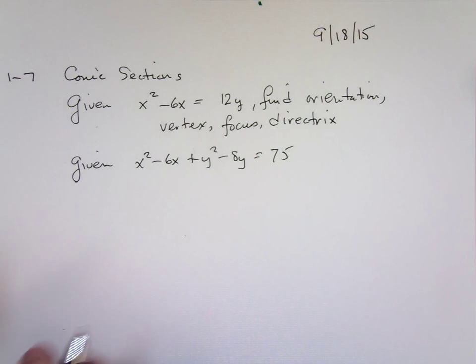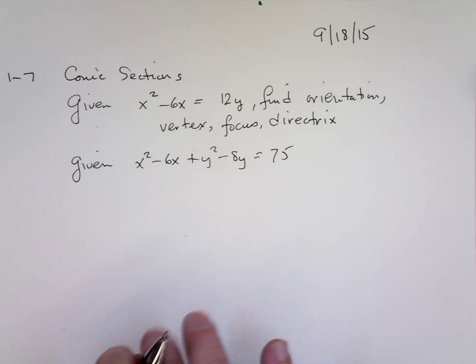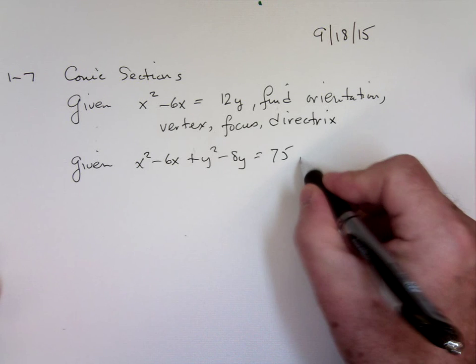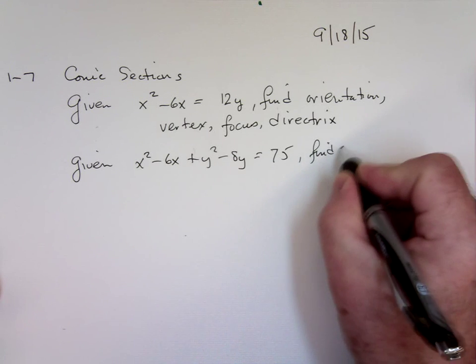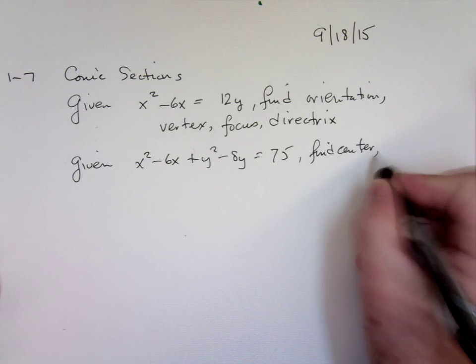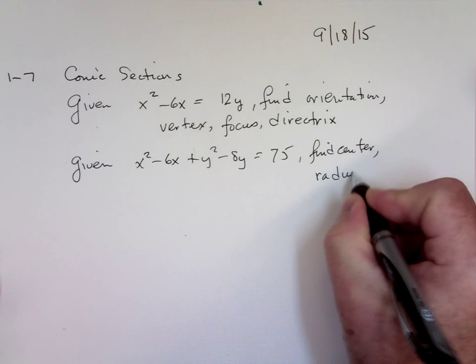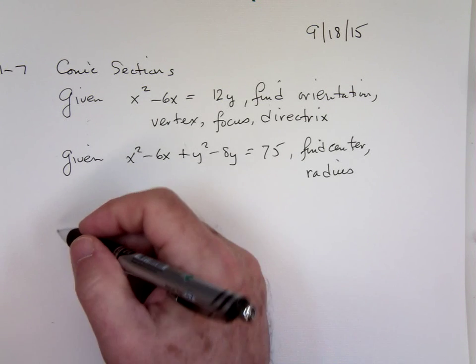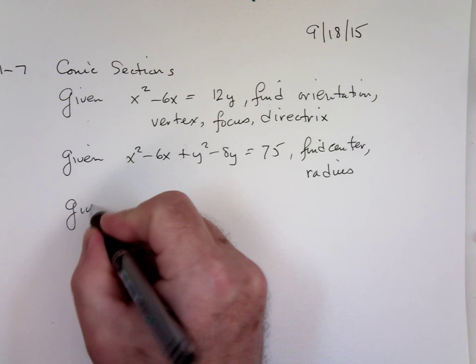I would give you something like this. And I would ask for, what the heck do I ask for here? Center and radius of the circle. Well, these should not be difficult. Find the center and the radius. Okay, everybody else say, yeah. Complete the squares, do the center and radius.